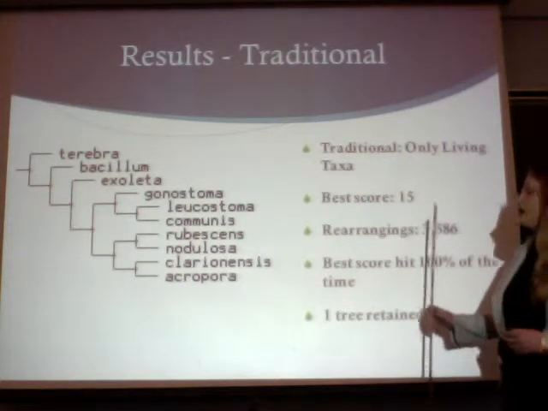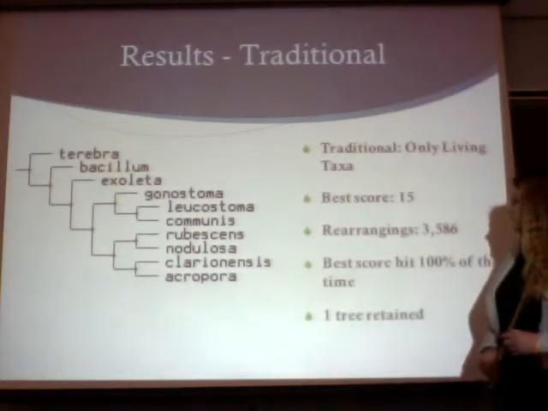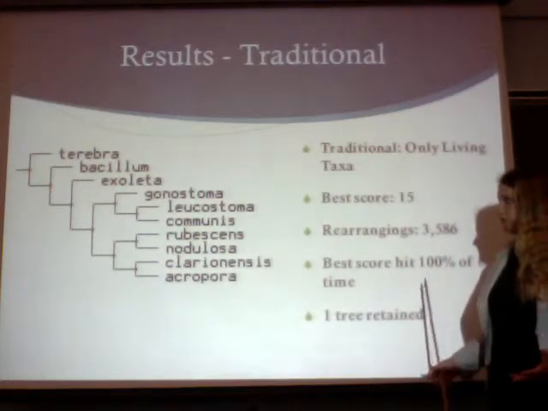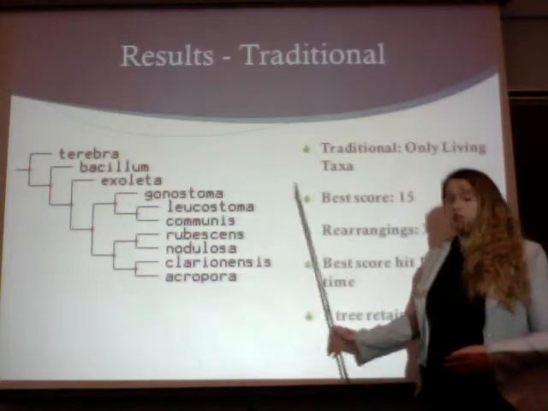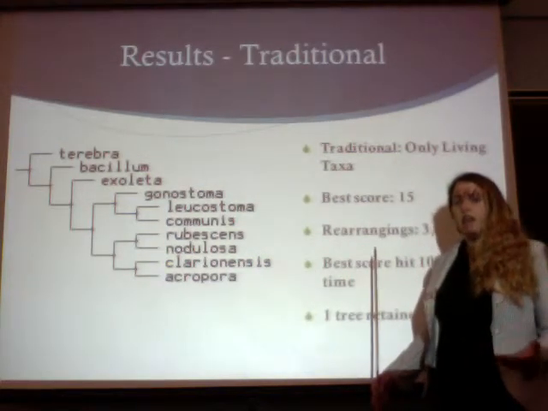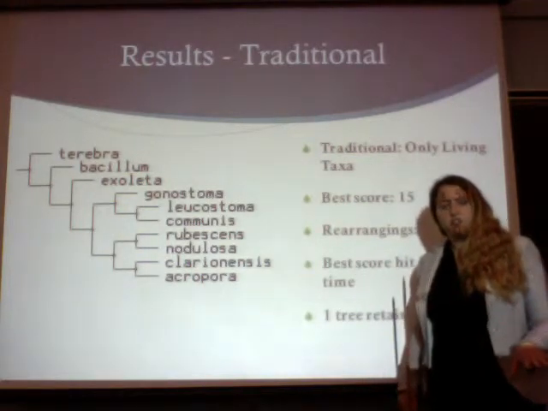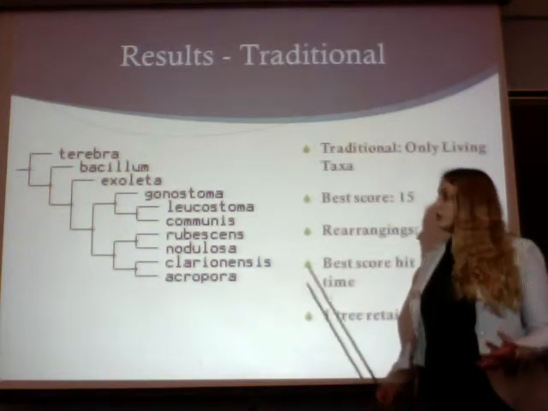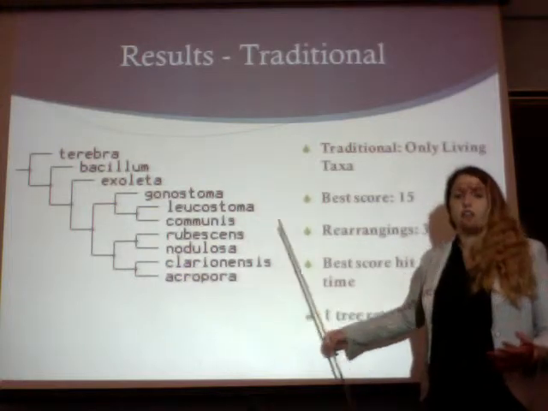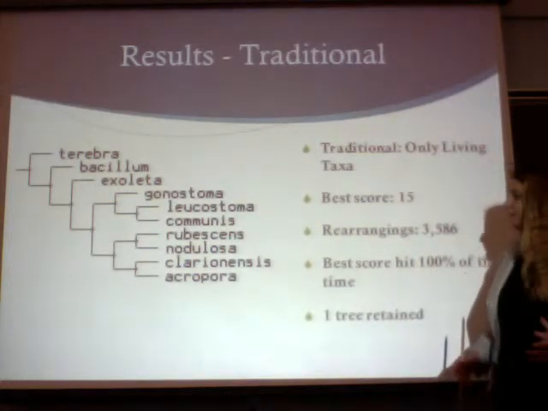The next, I took only the living taxa. And my best score is 15. 1 tree was retained. This was it. So everything is resolved in this tree using only the living taxa and the traditional characters. So once I added the fossil taxa in the previous tree, it generated noise and created unresolved nodes. But that's okay.